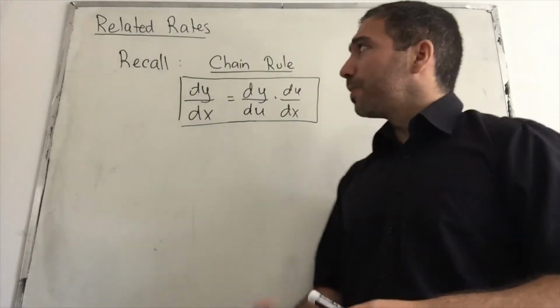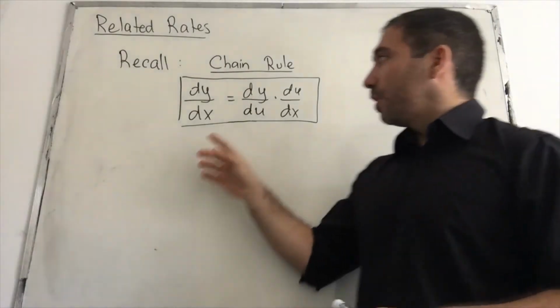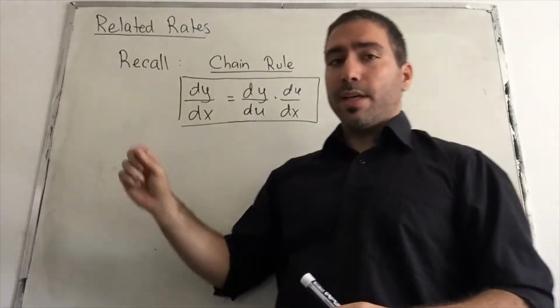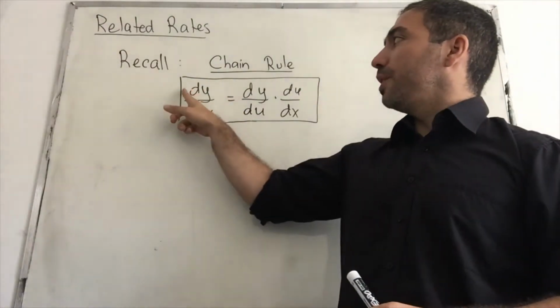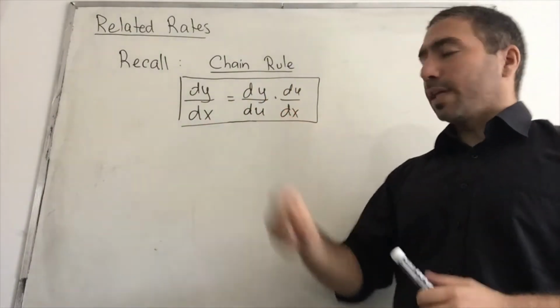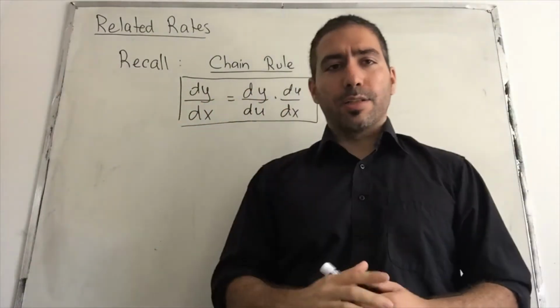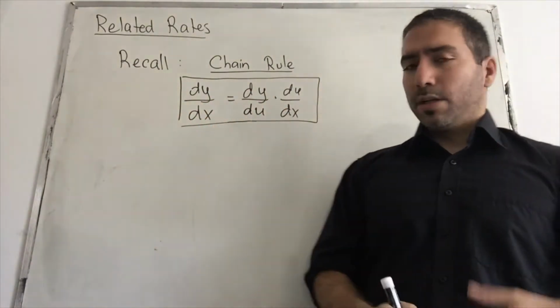So first off, recall that we're going to be using chain rule to solve related rate problems, but we're going to use it specifically in the Leibniz notation. So we're going to use dy over dx, that's equal to dy over du times du over dx. Notice that if the du's cancel, you're left with dy over dx, and that's equivalent to the left-hand side of the equation. So this is what we're going to do.